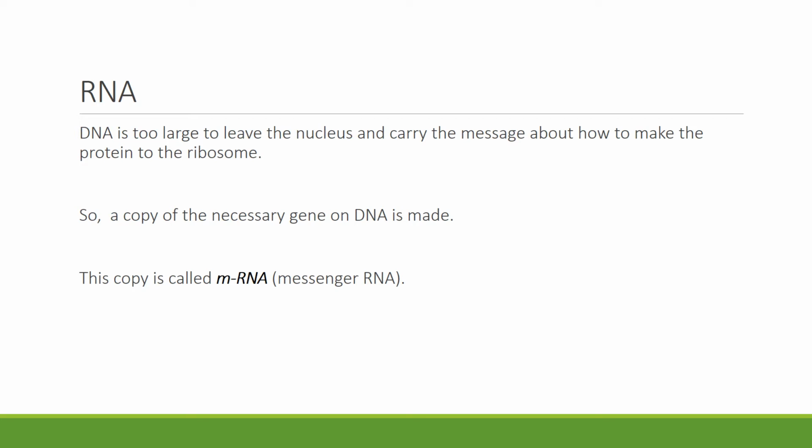So what we need to do is make a copy of the part of the DNA molecule that tells us how to make a particular protein. This copy is called mRNA or messenger RNA because it carries a message out to the ribosome of how to make a protein. Messenger RNA is much smaller than DNA and is able to leave the nucleus through the pores and go to the ribosome with the message.